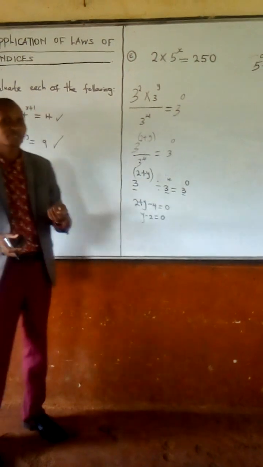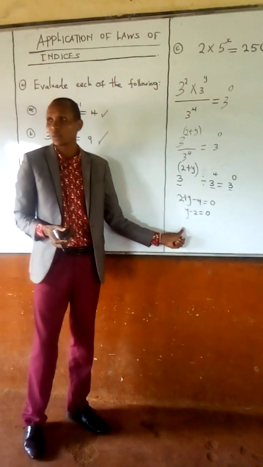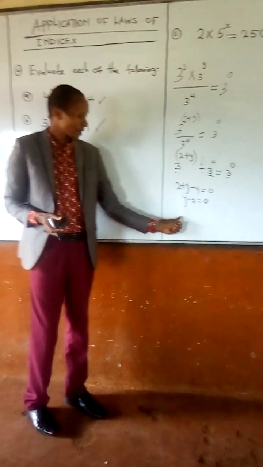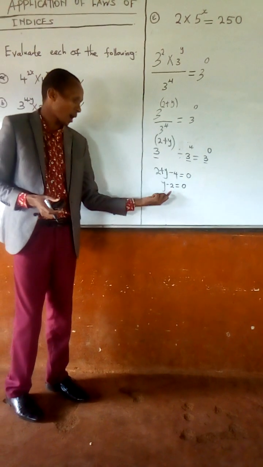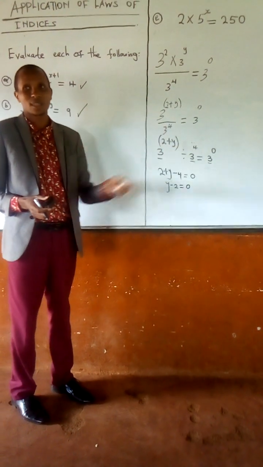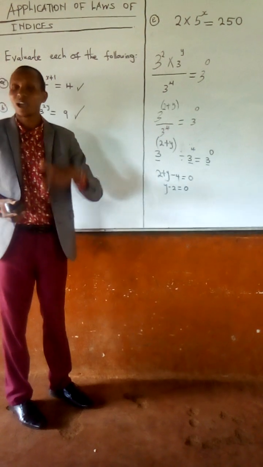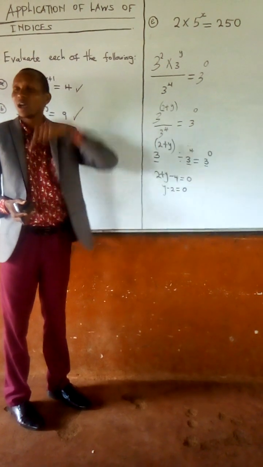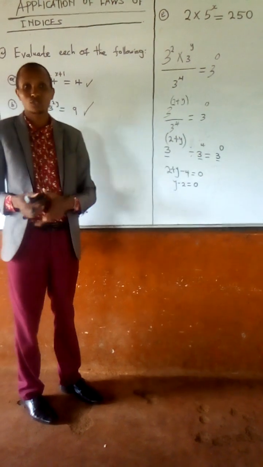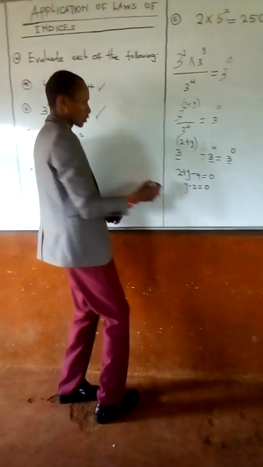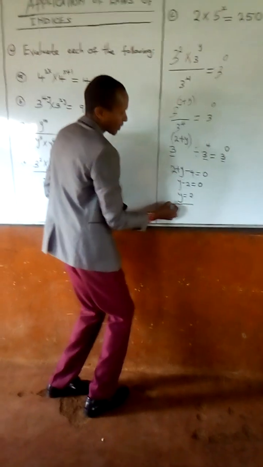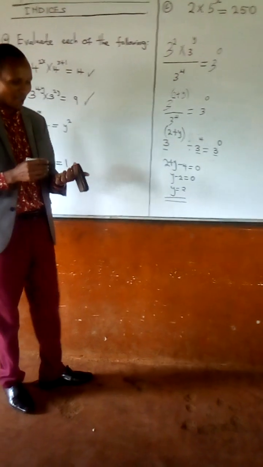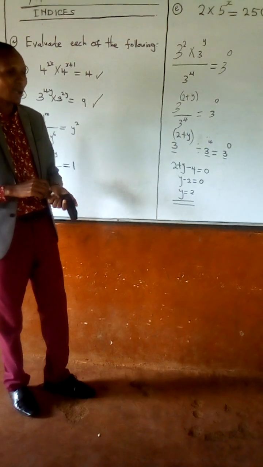Now remember we are after the value of y. So you say y is equal to, let's take negative 2 across. Remember when we're taking a negative value across the equal sign, it changes to be positive. So you say y is equal to 2. And that is our answer.